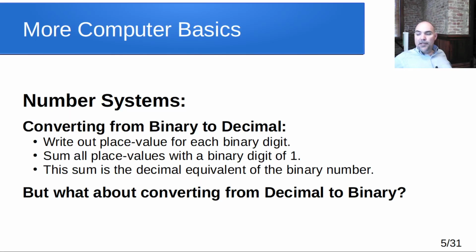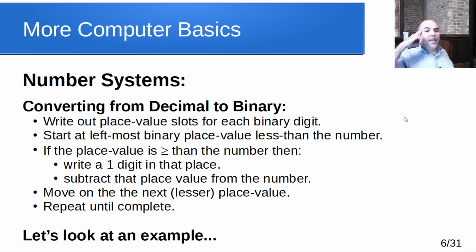But what about converting the other way? We want to go from decimal to binary. So to go from decimal to binary, that's a little bit of a different task. And that task basically involves going the other way. In other words, we're starting with a decimal number. We need to figure out where do I put 1s and where do I put 0s in that number. So let's go back and solve that same problem. There's a little process that I've written out here. But basically, write out the place value slots for the binary digits.